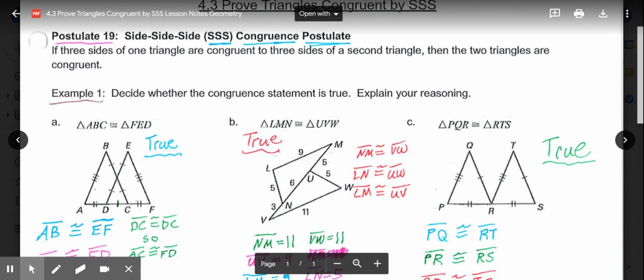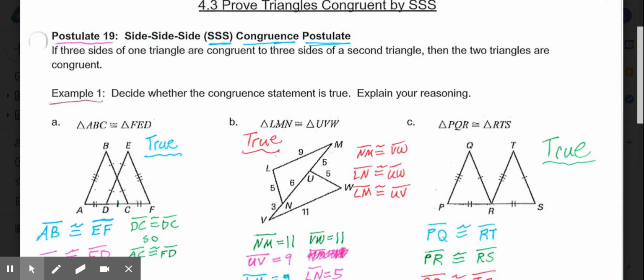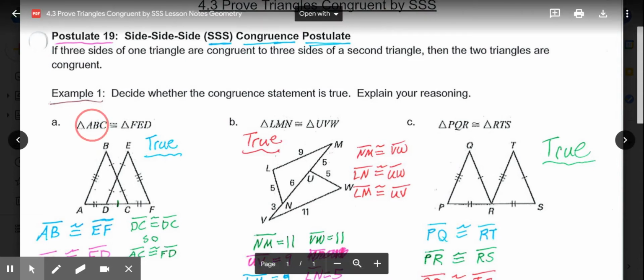So they're saying decide whether the congruence statement is true. A congruence statement is just this piece right here, where it says triangle LMN is congruent to triangle UVW. This piece is known as your congruence statement. Now remember, what they're doing is matching up corresponding parts. So they're saying triangle ABC in part A is congruent to FED. So that means A corresponds with F, B with E, and C with D.